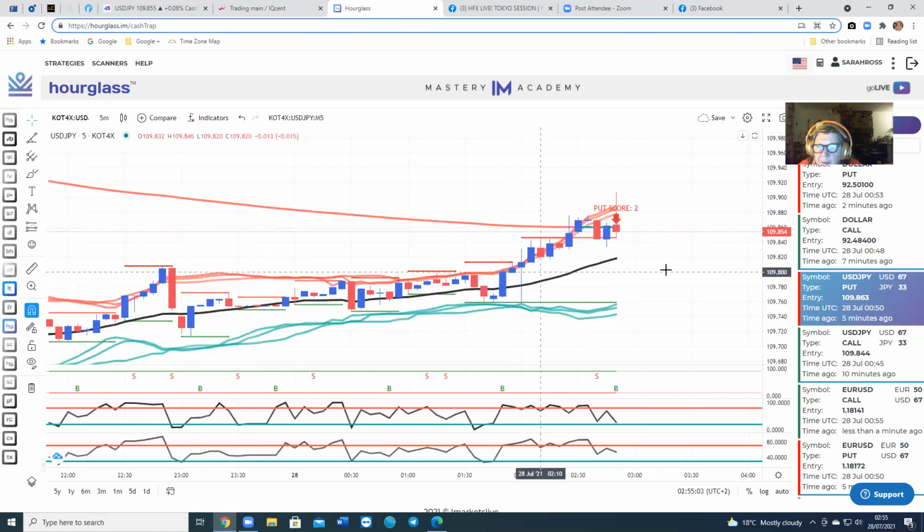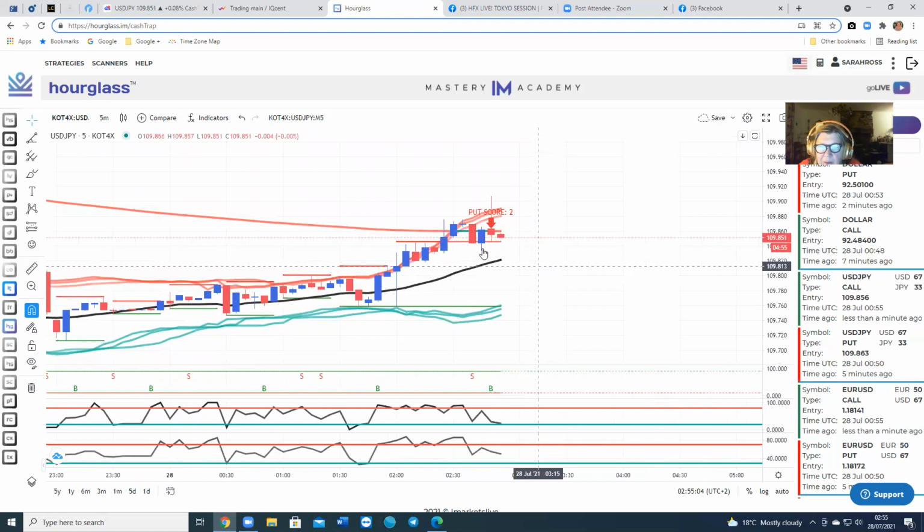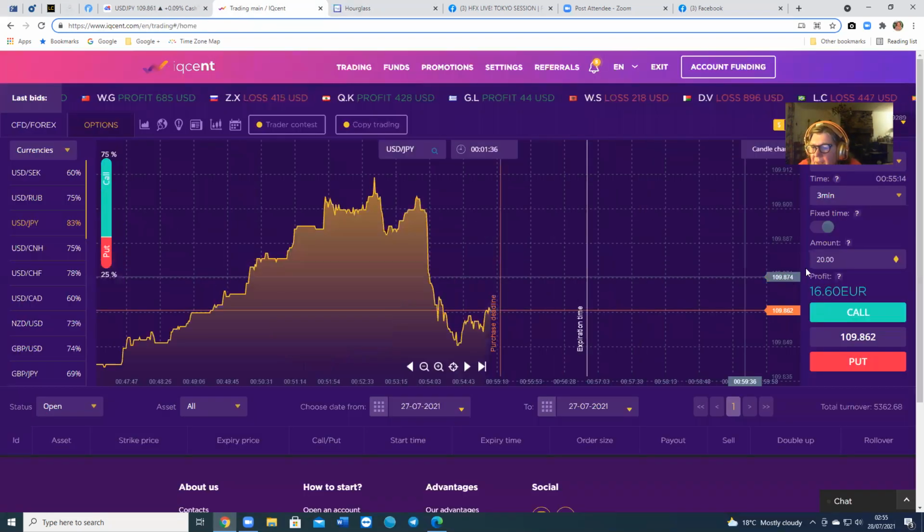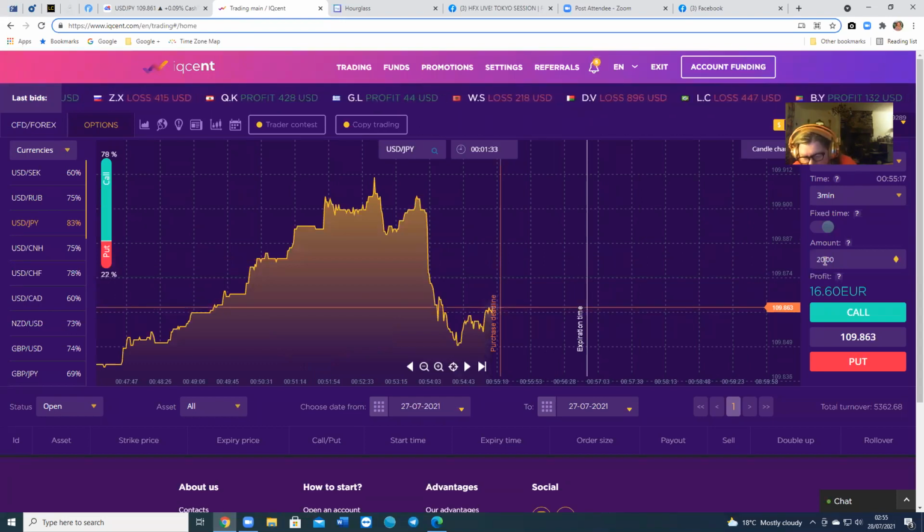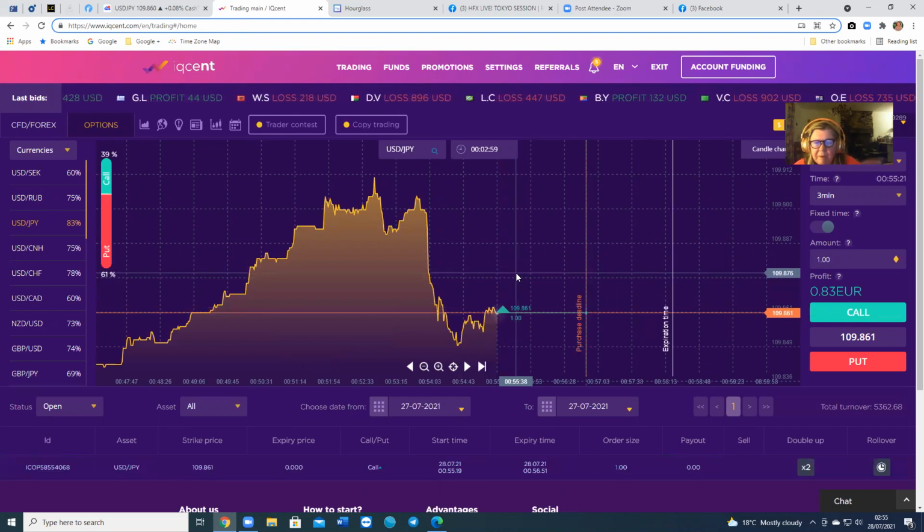Typically it's made me look an idiot, given us a put, but that's probably because of the Bollinger Bands. It has wicked off that level. Its price is at 860. I don't want to take an official trade. I'm just going to do a $1 one, just to show you.